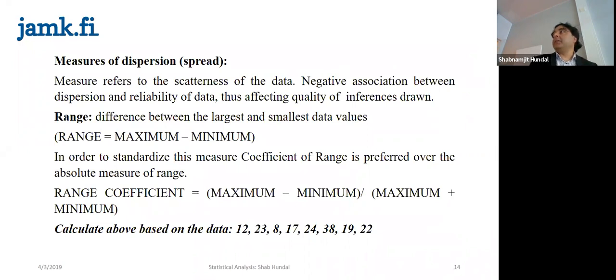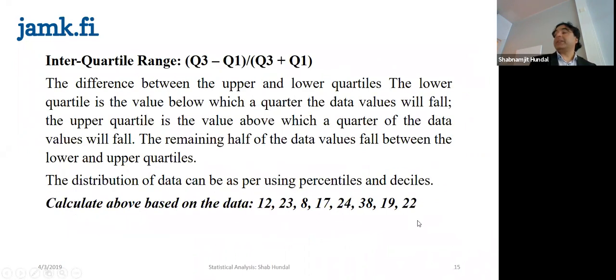What is the range of Manchester United? What is that? 8. Because highest is 8 and lowest is 0. 8 or 8 goals? 8 goals. And what about AC Milan? 0. 0 goal. All right.